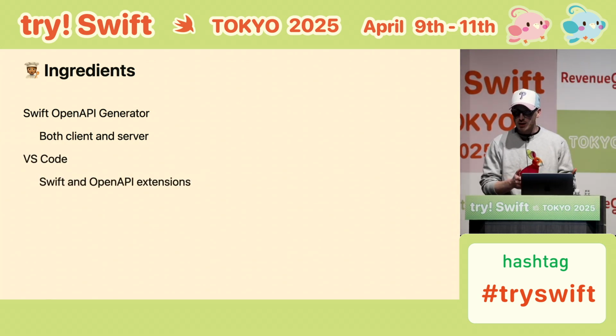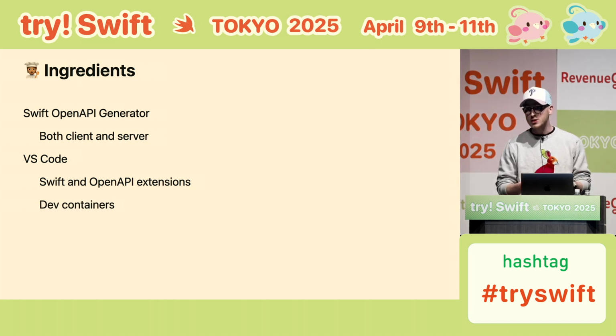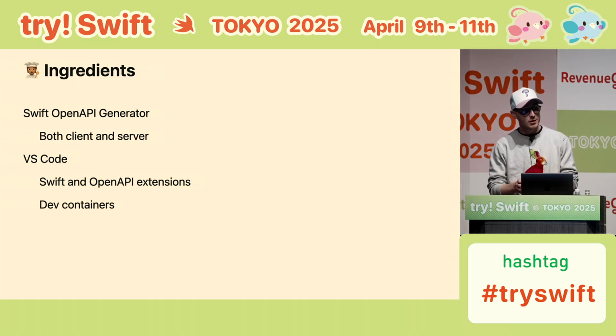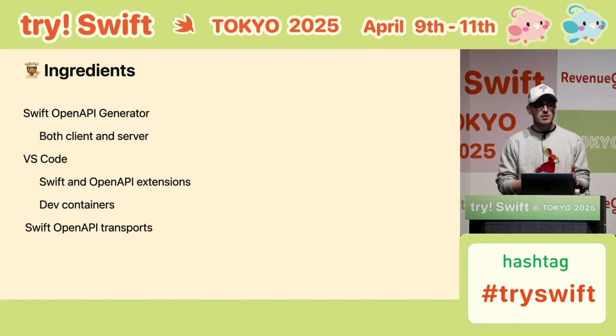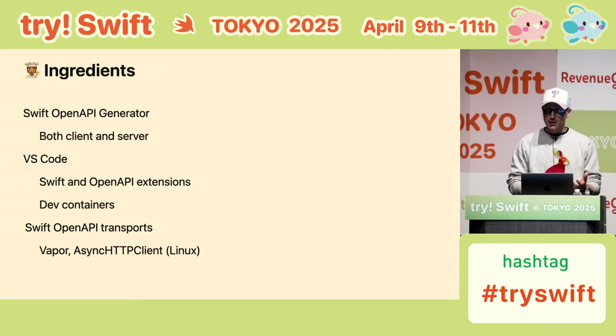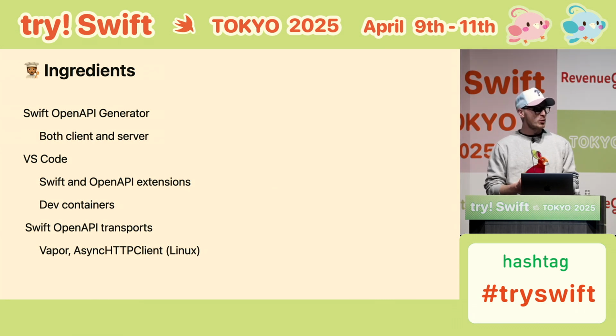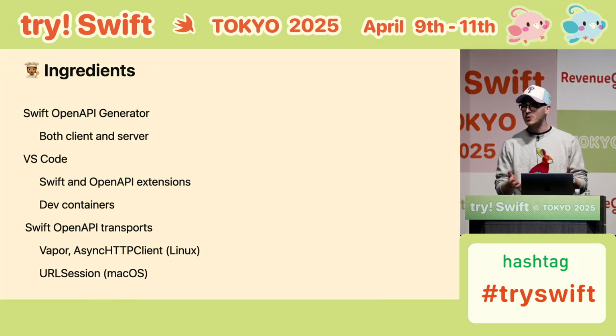VS Code will be our editor for today, and we've installed the Swift and the OpenAPI extensions. We'll use dev containers to run the service on Linux. And because Swift OpenAPI clients and servers both have a pluggable transport layer, we'll be using Vapor and AsyncHTTPClient on the Linux server, and we'll be using URLSession when making API calls from macOS.